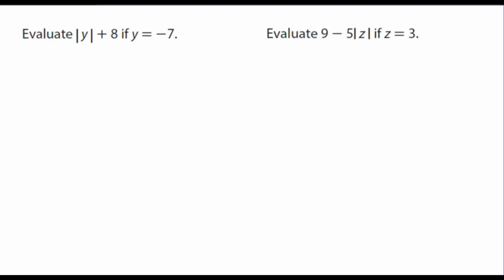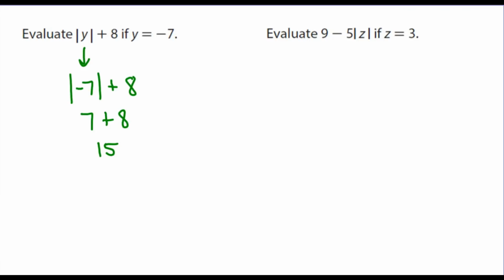Here we have some algebraic expressions that contain the absolute value bars. Again, we're going to evaluate just like we did before. Like in chapter 1, we're going to use the substitution property of equality here and substitute. I know that y is -7, so this is the absolute value of -7 plus 8. And the absolute value of -7 is 7 plus 8, which is 15.